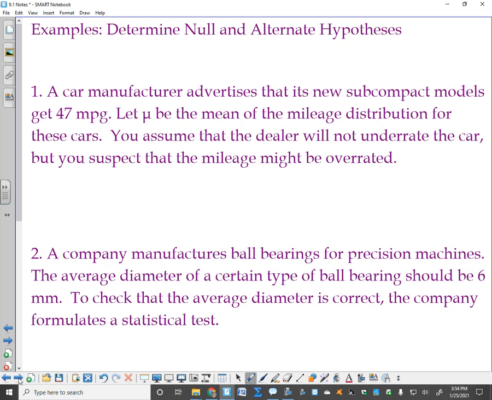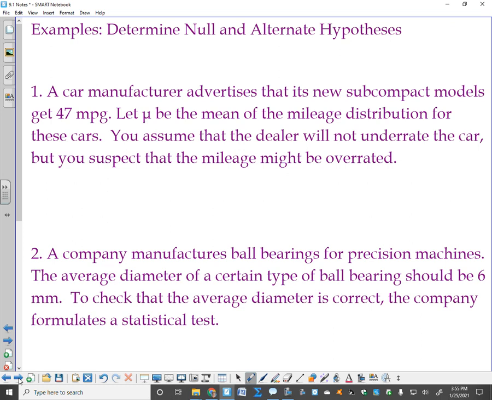If I'm selling cars and I think this car gets 47 miles per gallon, I'm not going to be on the safe side and say, well, it's going to get 40 miles per gallon. No, if I'm advertising it, I'm not going to undersell it. If anything, I'm going to stretch it. I'm going to say, well, it gets 55 miles per gallon because I'm trying to sell it. So you think the mileage is overrated.